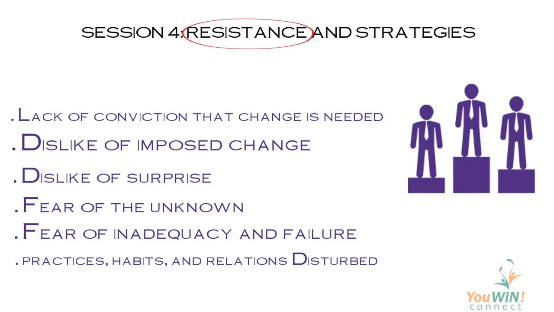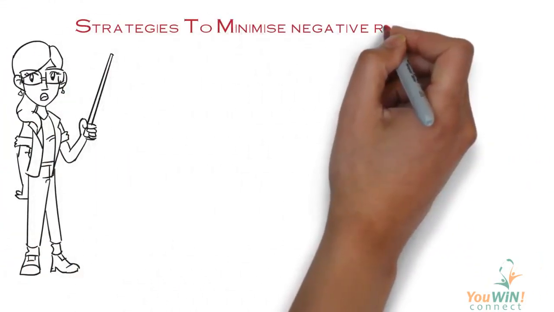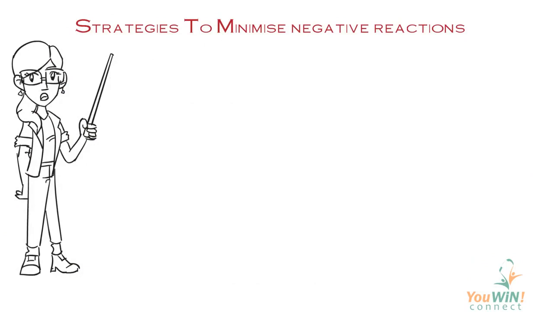For example, older workers tend to resist change because they will lose the power gained from years of experience in the former system. Lack of respect for the people who initiate and lead the change. People are skeptical about change if they do not trust and respect the leader. This can also happen if the staff has seen many past change projects which result in failure. Strategies to minimize negative reactions.